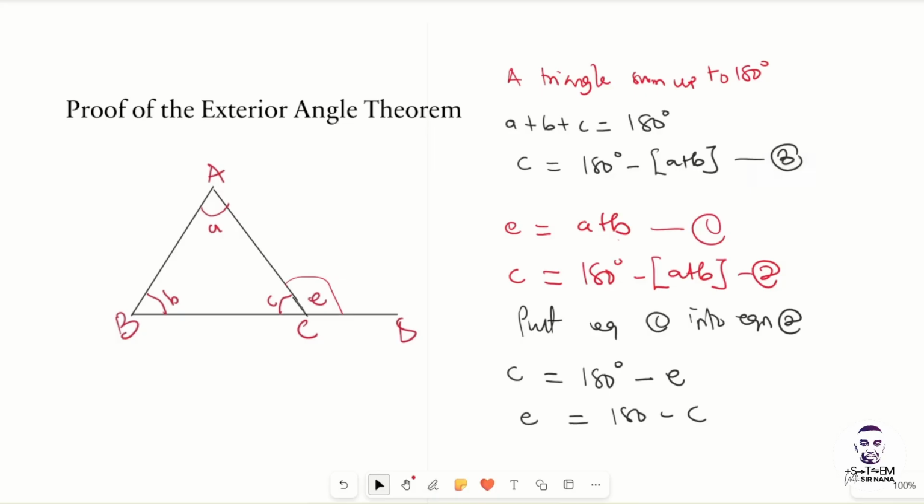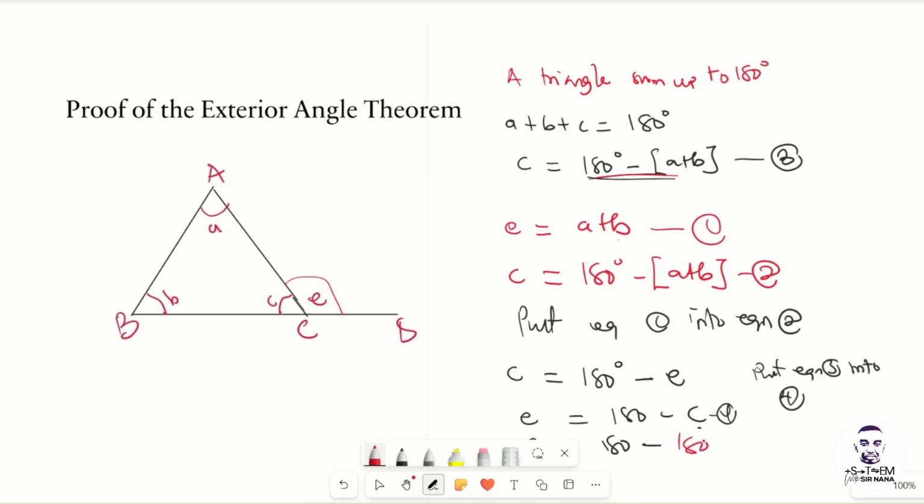So now we want to put equation 3 into the equation here. Let's call this equation 4. So we'll put it into equation 4. It means that we have E equal to 180 minus, wherever we see C, we put the value of C there, right? So that should be equal to 180 again. Let's put this into brackets, minus (A plus B), this into brackets, right?